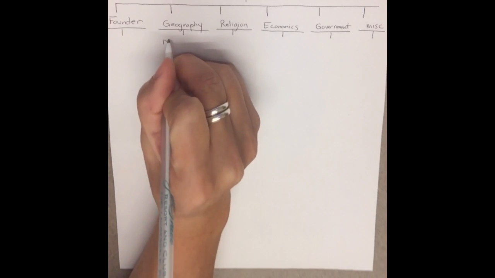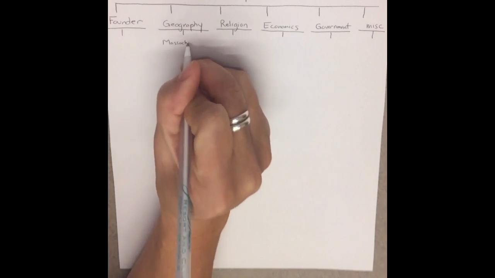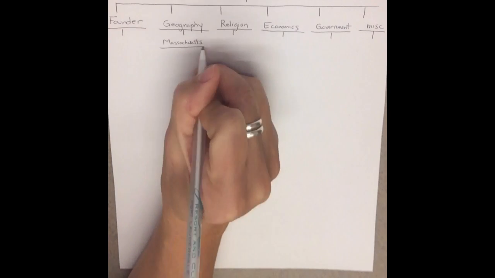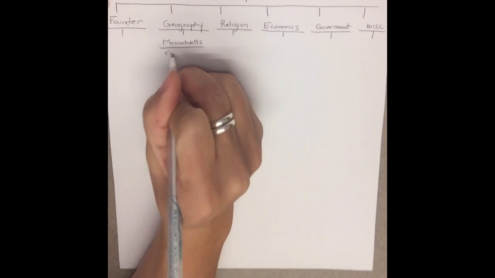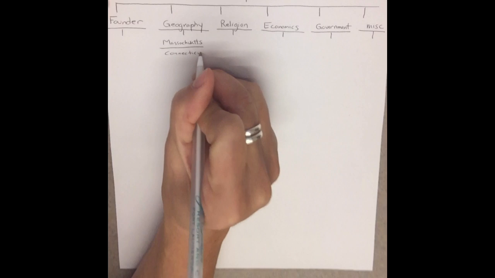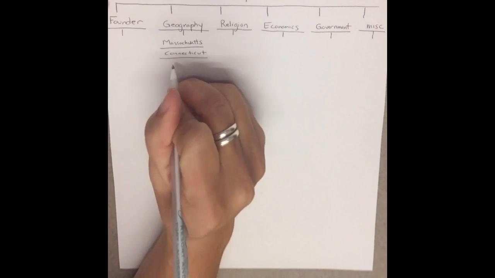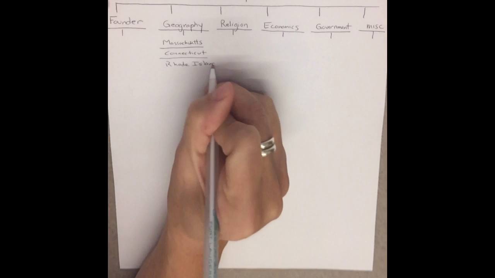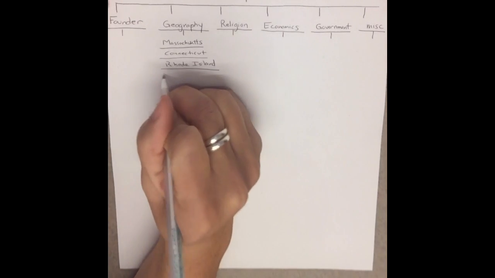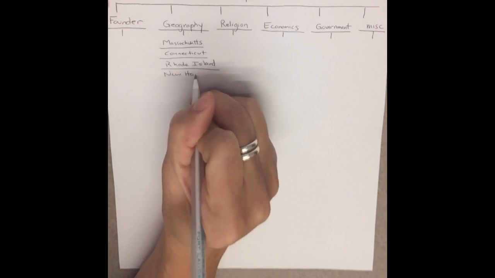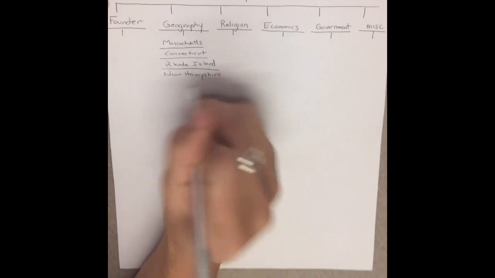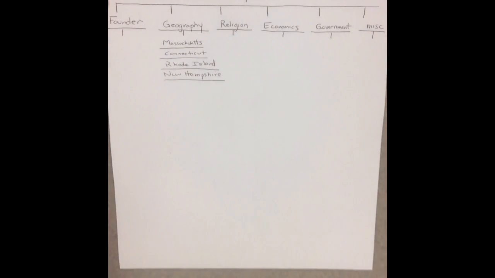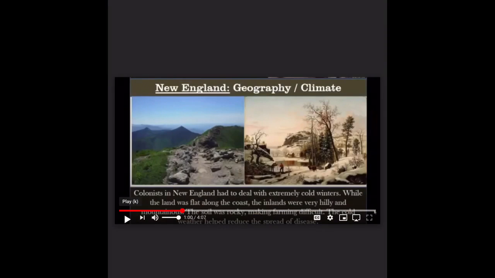So I know it was Massachusetts and Connecticut, Rhode Island, and finally I'm going to write New Hampshire. This will tell me what colonies make up the New England colonies. I'm going to keep watching the video and stopping it every time I need to write down something new.